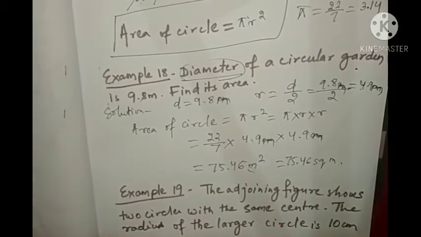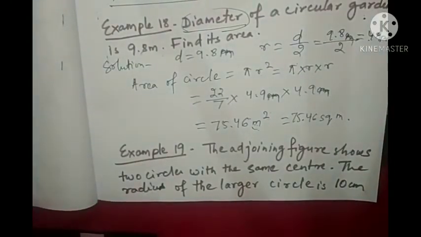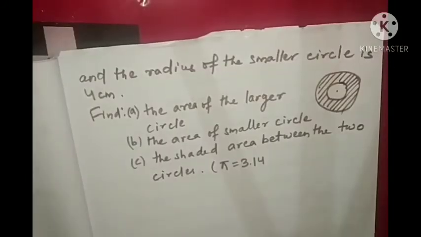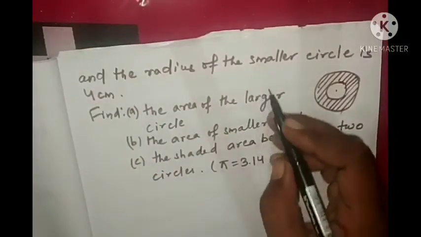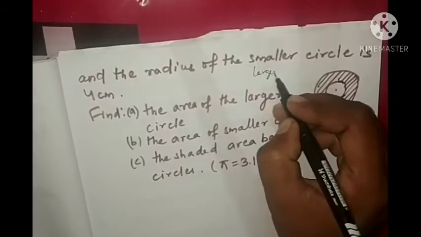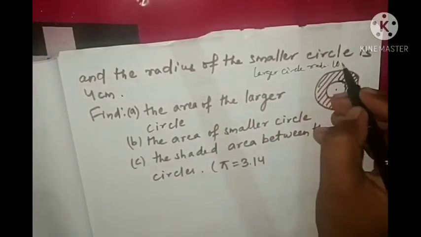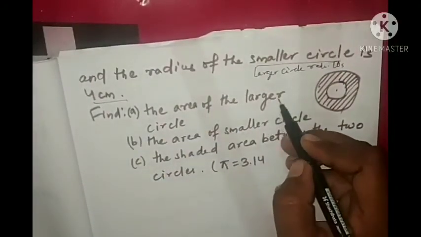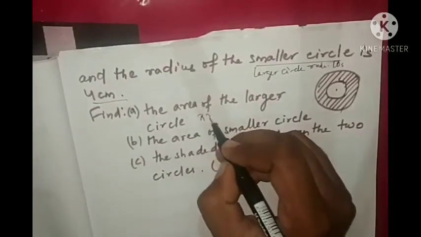Next we will see example 19. Here it is given: the adjoining figure shows two circles with the same center. The radius of the larger circle is 10 cm. The radius of the smaller circle is 4 cm. So for the larger circle, radius equals 10 cm, and for the smaller circle radius is 4 cm. Find the area of the larger circle. It is pi r square.